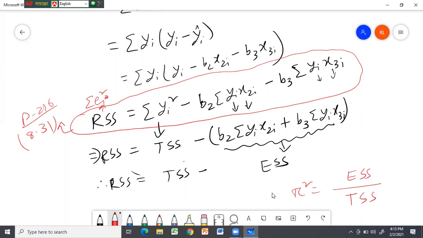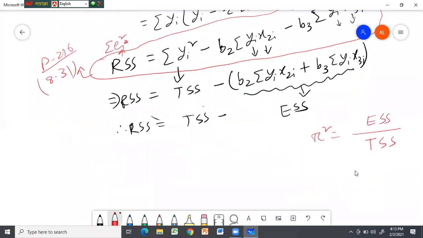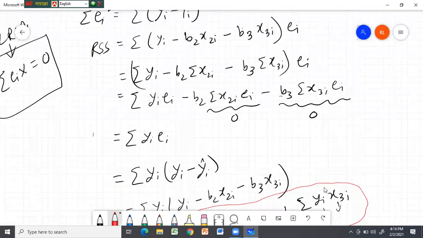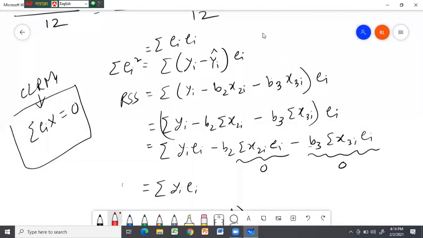We saw in the previous class how to calculate r square. Yes, sir. So from here we can also calculate r square if we just take ESS divided by the TSS, or total sum of squares. Okay, because we know that here TSS is equal to ESS plus RSS. Okay, this is our final derivation. So from here we will calculate r square later. Now I have just shown you the derivation here.